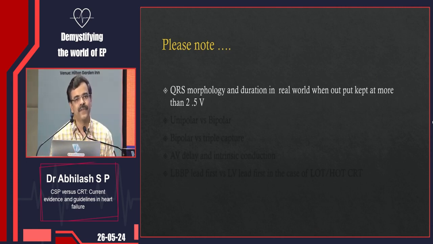Ultimately, we will not keep 1 volt for the patient. So what is more physiological, what we are going to keep is between 2.5 or 3 volts when we discharge the patient. What is the QRS duration at that voltage? That is important. This is not done for CHB. This is done for heart failure. So we need the optimal QRS duration narrowing at 2.5 or 3 volts.